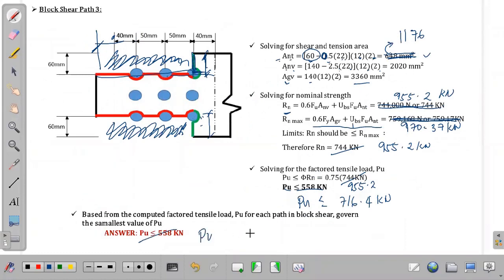So our PU is less than or equal to 633.60 kilonewton. Okay? So the factor tensile load PU that will govern is equal to 633.60 kilonewton. Okay? So the smallest value will govern. Okay?